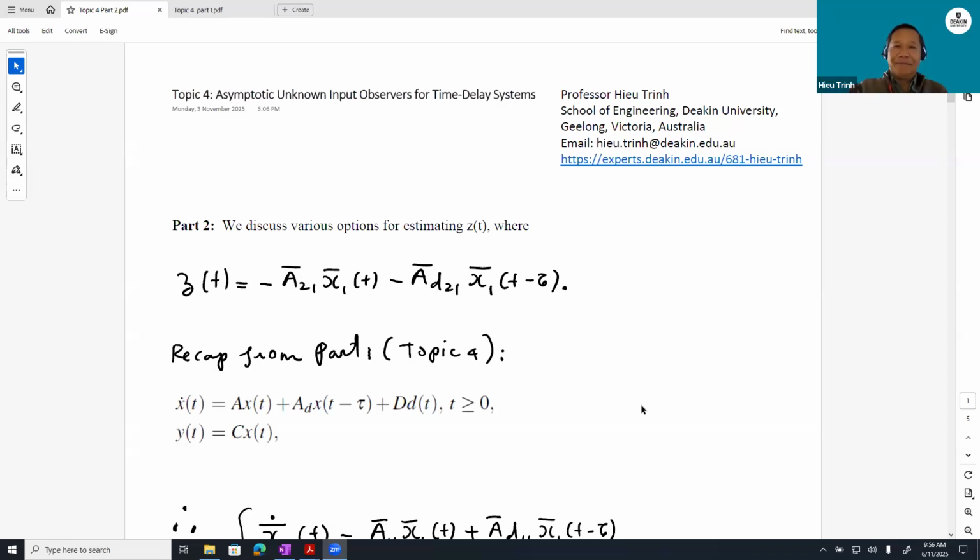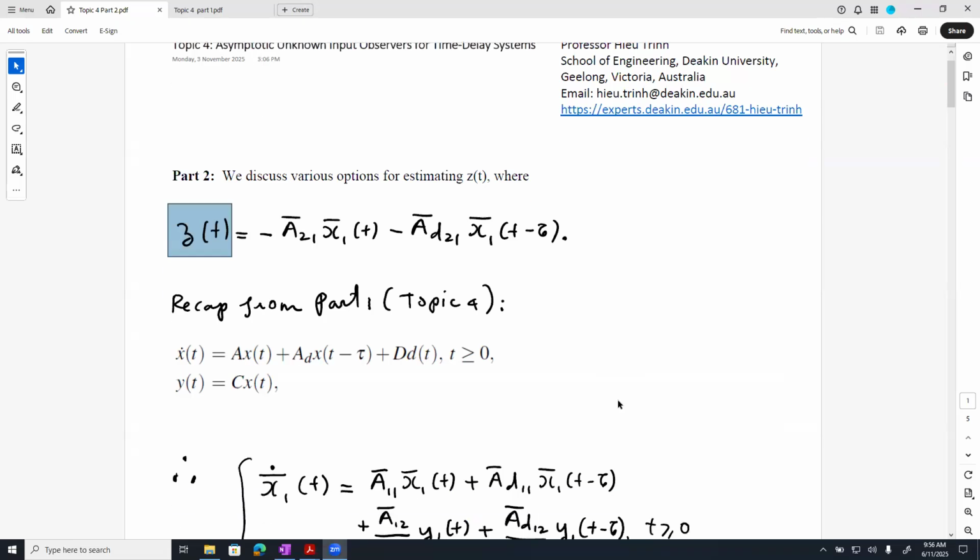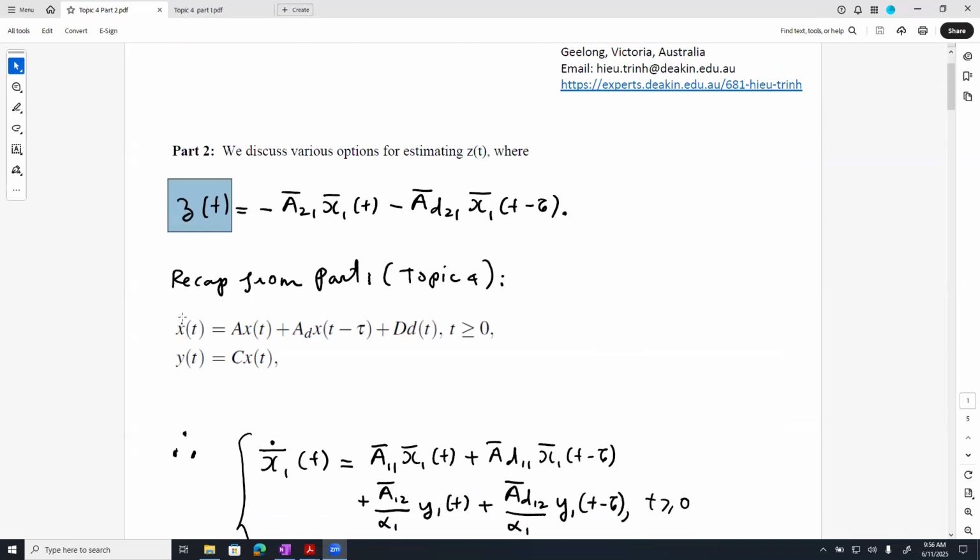Hello and welcome. In this presentation, we're going to look at part 2 of topic 4, where we discuss various options for estimating the generalized functional z of t.